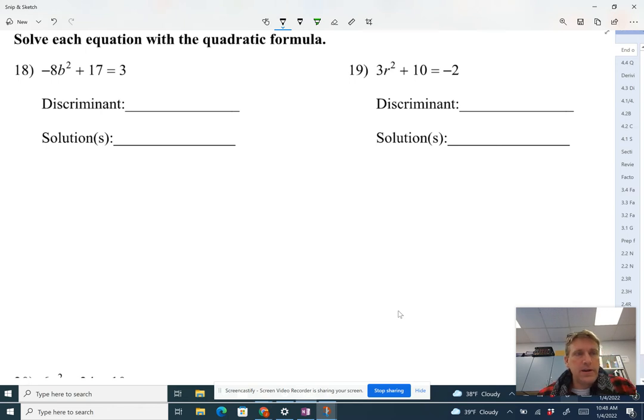Hey, welcome back. In our last couple problems, we practiced with using the discriminant, but we didn't find the solutions. This time, we're going to find the discriminant and find the solutions.